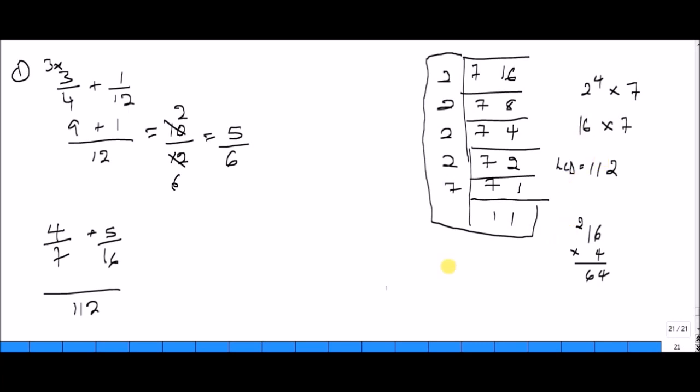16 times 7 will give us 112. 6 times 7 is 42, carry 4, 7 times 1 is 7, and 4 is 11. Now we have our LCD of 112. So we now say 7 into 112 will go 16 times. So we say 16 times 4.